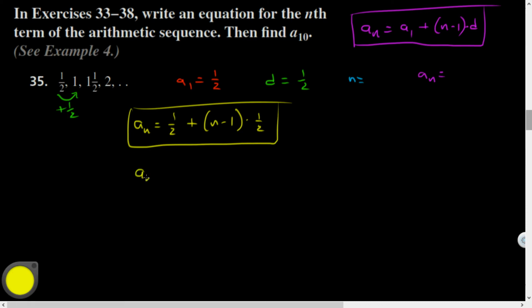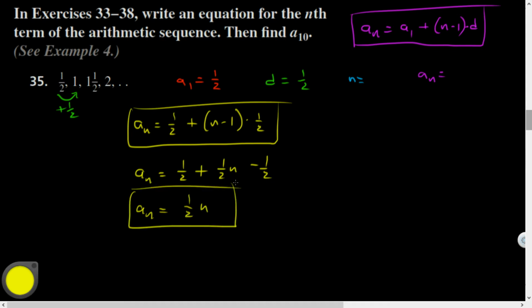I also could, like I said, distribute here. So that'd be the same as 1/2 plus 1/2 n minus 1/2. And if I combine those like terms, I would notice that I also could just find the nth term by just taking 1/2 of n, which is interesting, right? Because do you guys agree that those like terms cancel each other out? So here's 2 ways I could have a formula for the nth term.